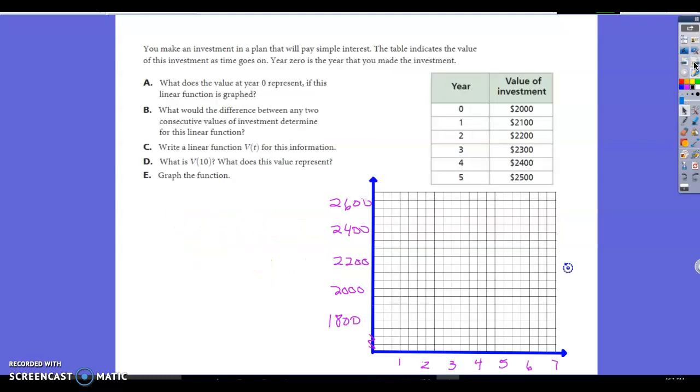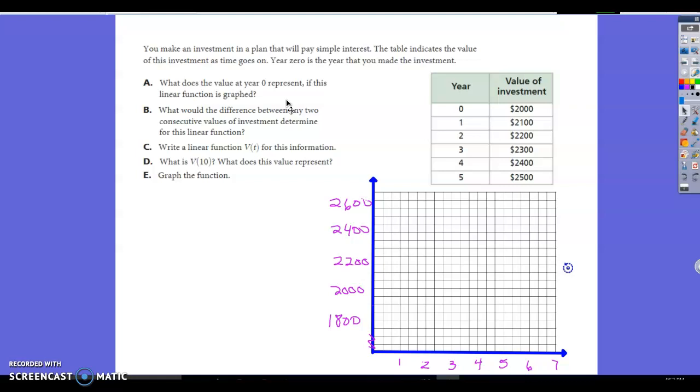All right, the next example, you make an investment in a plan that will pay simple interest. The table indicates the value of the investment as time goes on. Year 0 is the year that you made the investment. All right, what does the value at year 0 represent if this linear function is graphed? All right, year 0 represents the year you made the investment.